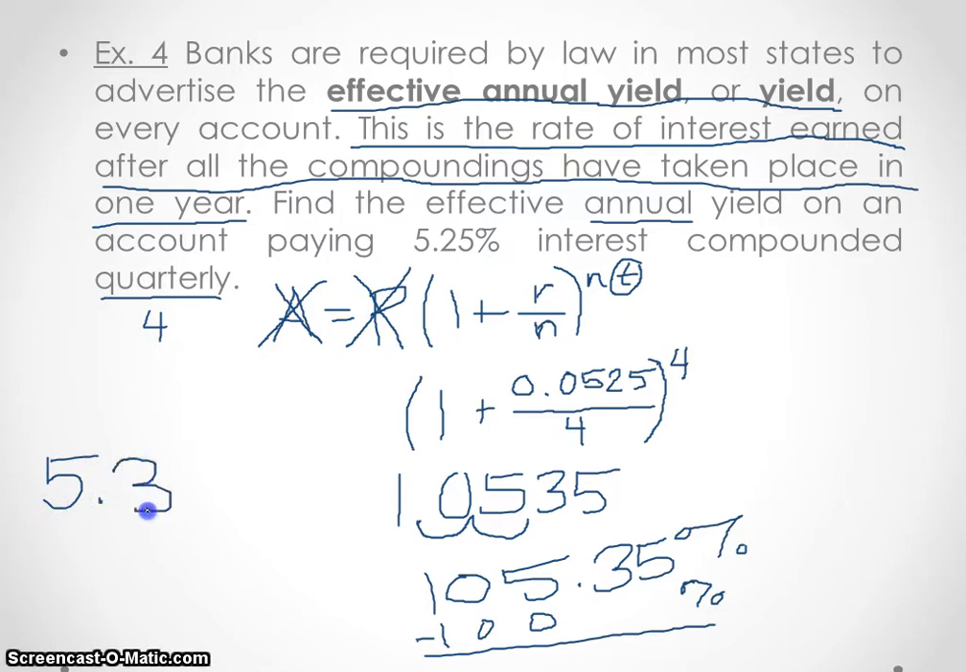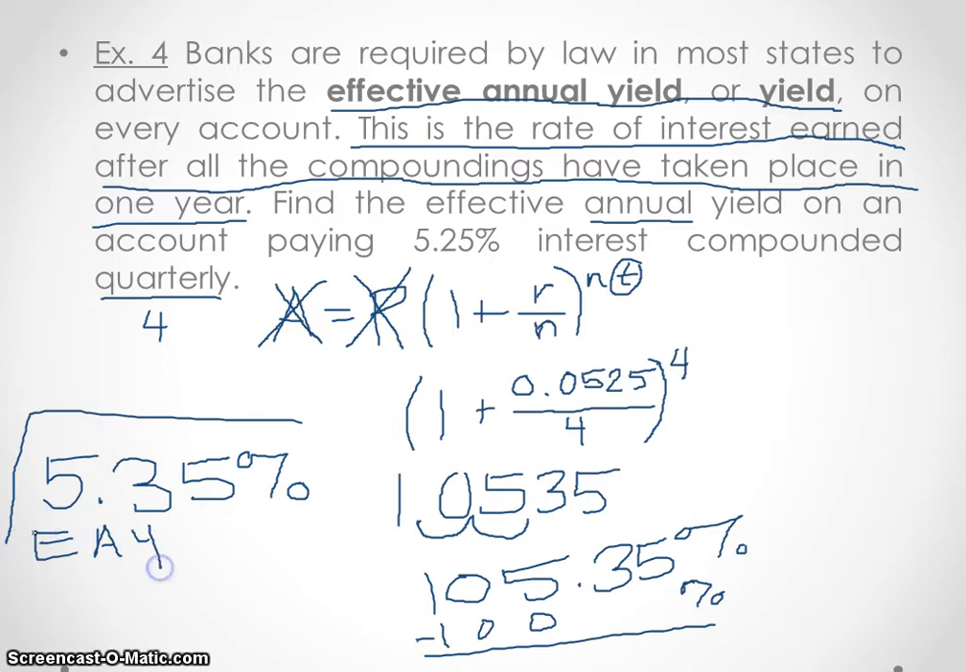Okay, because that 100 was there from the original amount that we invested. We just care about the interest, so we take off 100, and 5.35% is their effective annual yield. So EAY. I don't think they call it that, but that's what I'm going to abbreviate it to. So that's your effective annual yield for this particular bank.